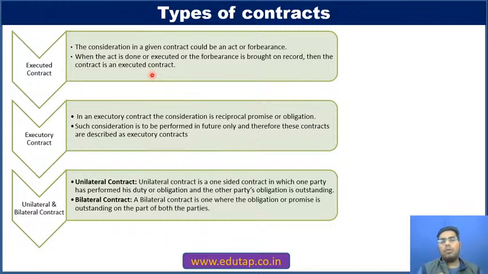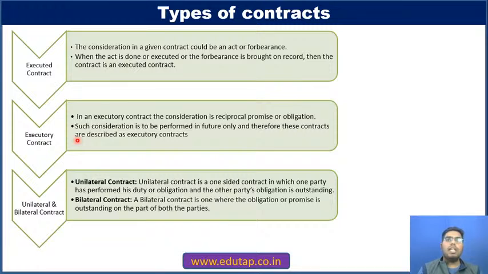Suppose I have made a contract with you that I'll buy your house for 1 lakh. I have given you 1 lakh rupees and you have signed the registration paper and sold the house to me. Now both the parties have done their bit. Both the parties have satisfied their conditions. So that means it is an executed contract. Executed contract basically means when both the parties have performed their functions. Next is executory contract.